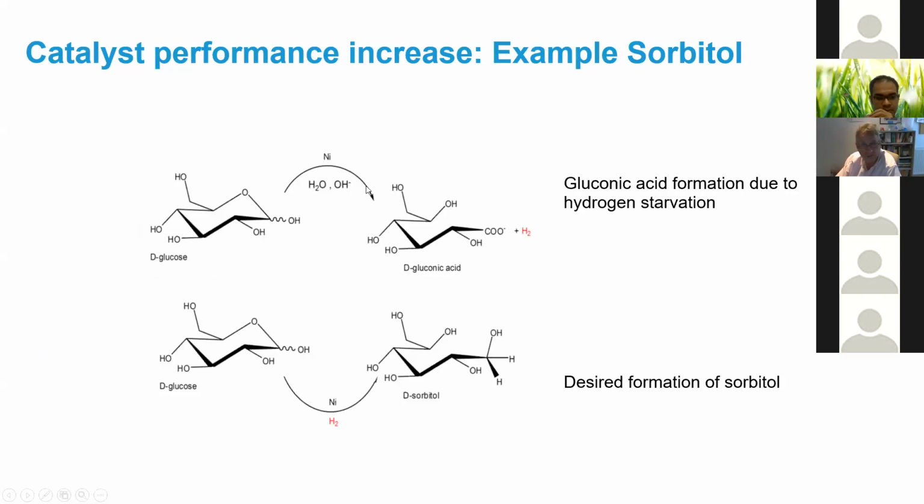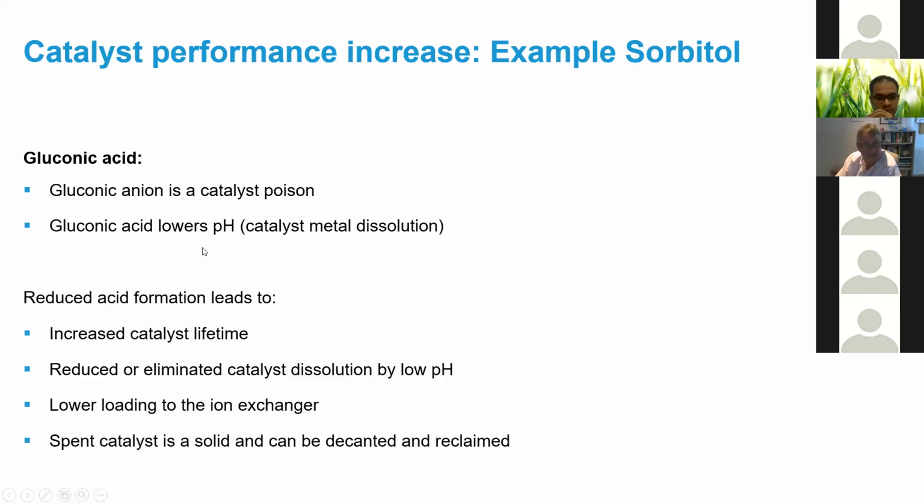So here's the reaction. This is what we're trying to avoid, the formation of this gluconic acid. What we're trying to do is take glucose to sorbitol. Now, gluconic acid is a poison. It also, obviously from its name, lowers pH. Reduced acid formation, what does it do? It increases your catalyst lifetime. We get reduced or eliminated dissolution of the catalyst itself, and the ion exchanger that you use at the back end to remove, in this case, nickel ions, is worked a lot less if you have reduced acid formation.